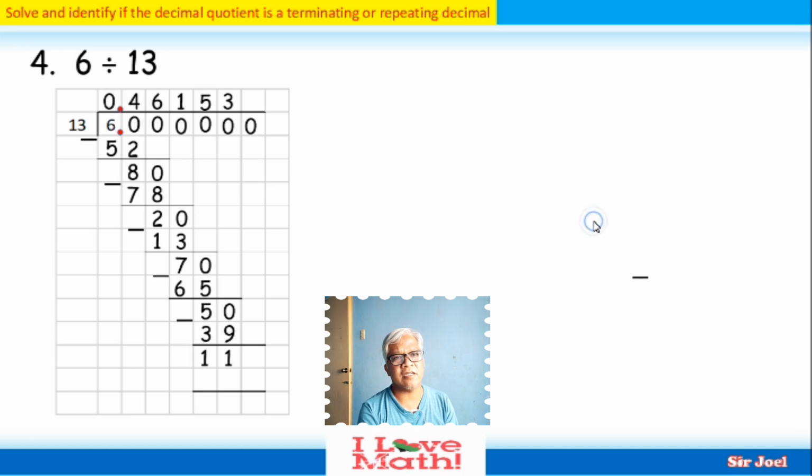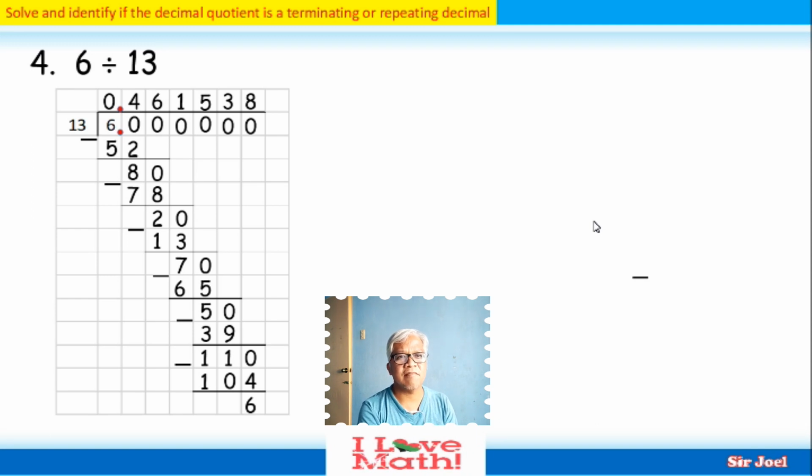Add another 0. So we have here 110 divided by 13. So the answer is 8. And 8 times 13 is 104. Subtract it from 110. The difference is 6. So if you notice, bumalik ka na ulit sa 6 divided by 13.